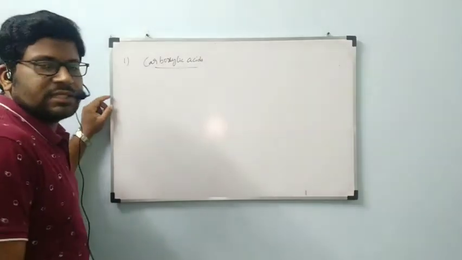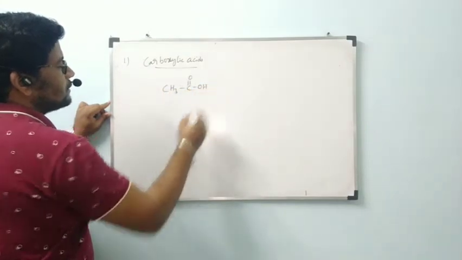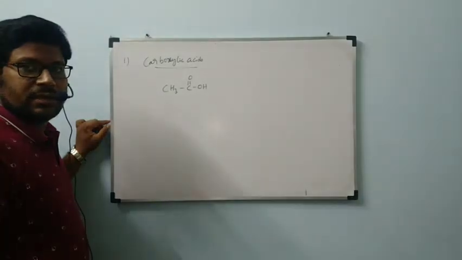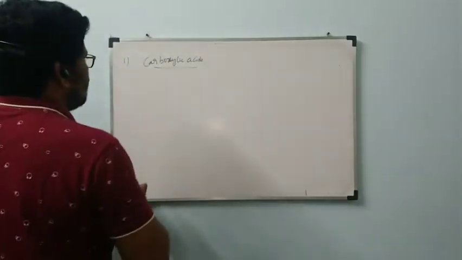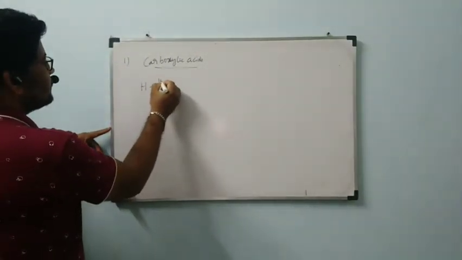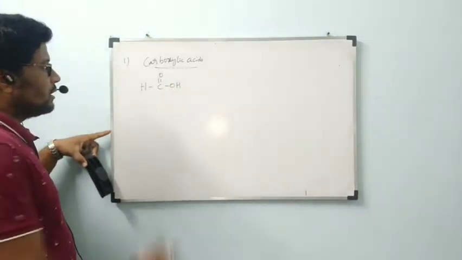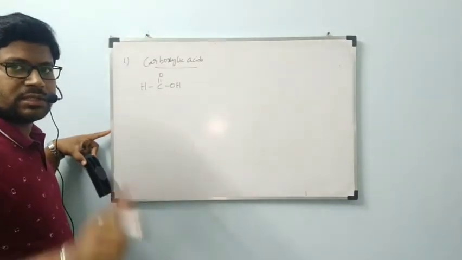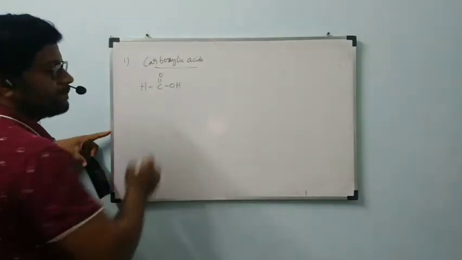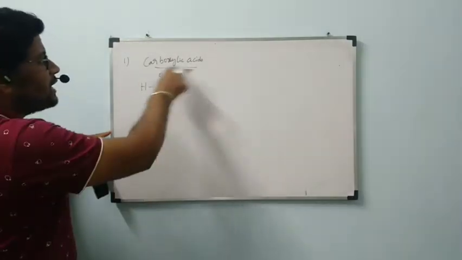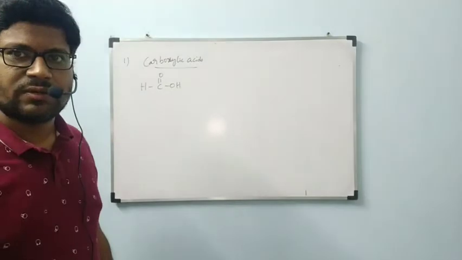Carboxylic acids, first example: CH3 C double bond O OH. Oh sorry, one minute. We have HCOOH. This compound contains how many carbons? One carbon. Okay. Containing which functional group? Carboxylic acid. I kept the heading carboxylic acid. COOH is called the carboxylic acid functional group. It contains the COOH group only. Structure also I wrote.